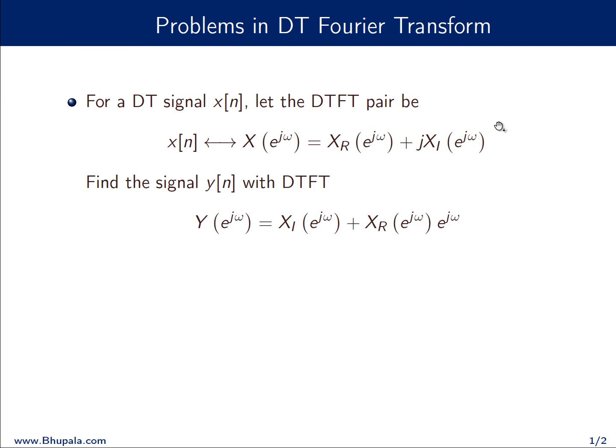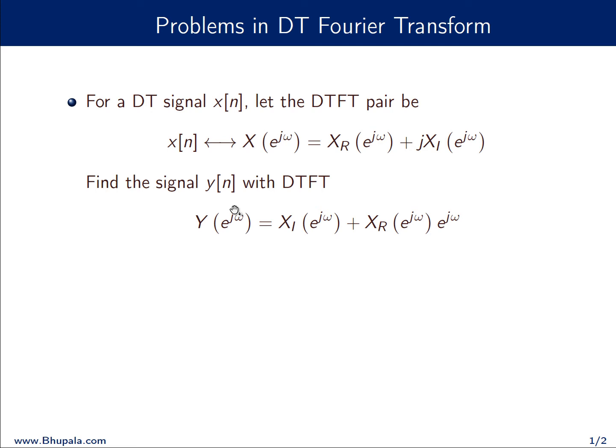Hello friends, in this video we will discuss one problem in the discrete time Fourier transform. It is given that for a discrete time signal x of n, let its DTFT be X of e power j omega, and because it is complex it can be written as real part plus j into imaginary part. Now the question is, a new signal y of n has a DTFT given by Y of e power j omega equal to XI of e power j omega plus XR of e power j omega into e power j omega, so we have to find the signal y of n.